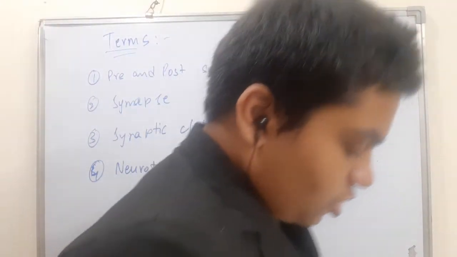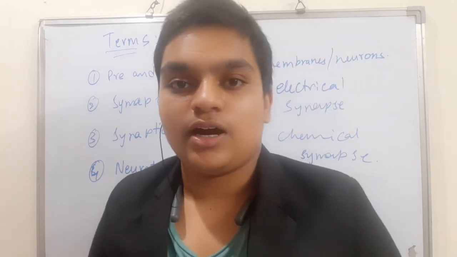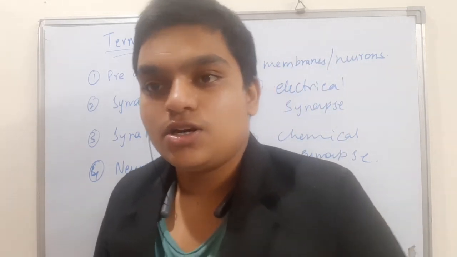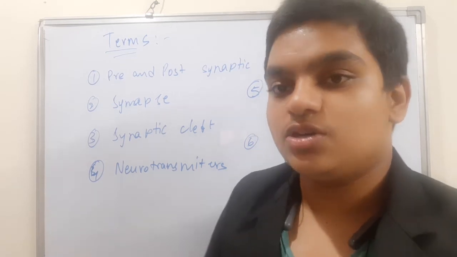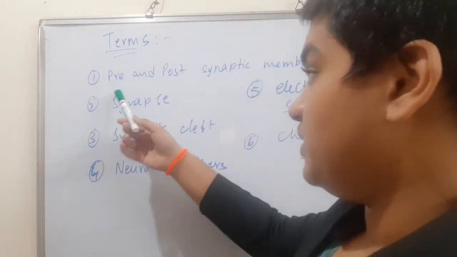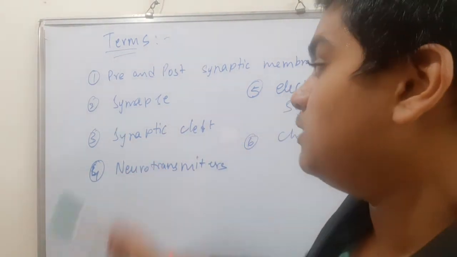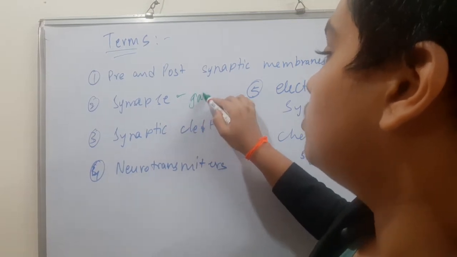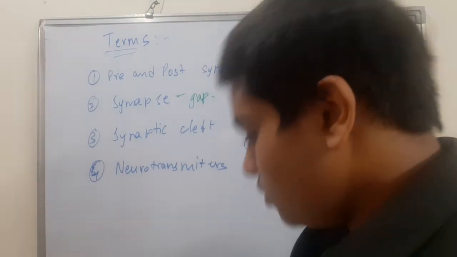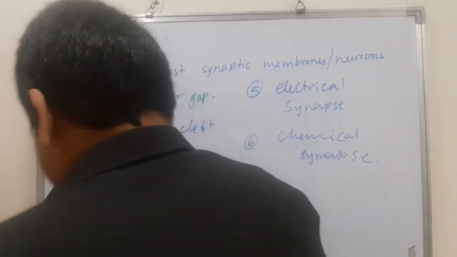Now I am not going to write any definition on the board since there is no time. We have exceeded the time much, so I will be just telling you the definitions. Before moving to the presynaptic and postsynaptic membranes and neurons, let's see what is a synapse. Synapse is a gap between two neurons. You can remember it like that.